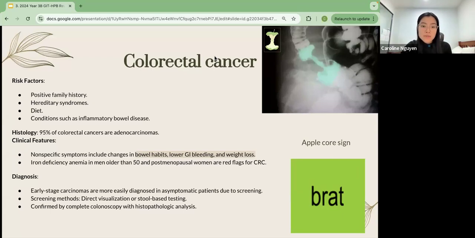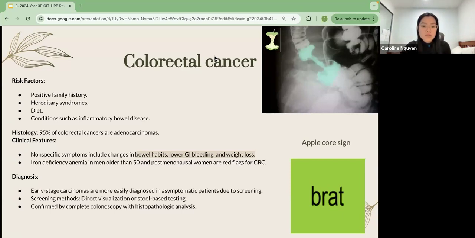Iron deficiency anemia in men older than 50 and postmenopausal women are red flags. Men older than 50 are more likely to get a buildup of iron, hemochromatosis, and postmenopausal women shouldn't be losing their iron from menstruation anymore. So those are the two main signs.